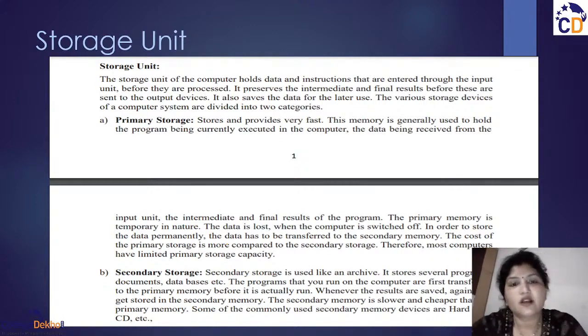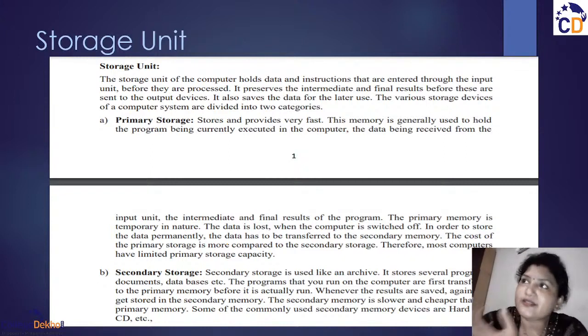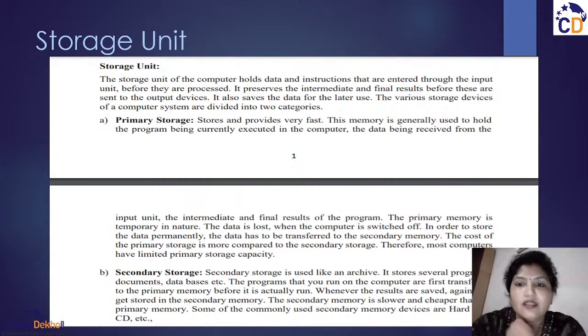Primary storage stores and provides data very fast. This memory is generally used to hold the program currently being executed in the computer. So whatever is executed in the computer, the CPU is accessing the primary memory for getting that data and getting it executed in the CPU, right? So you have a number of registers in that, you may have some storage part in that, you may also be using some calculation registers. Behind that there are a number of things that are going to be processed and then stored, right? So let us see the next point in this.